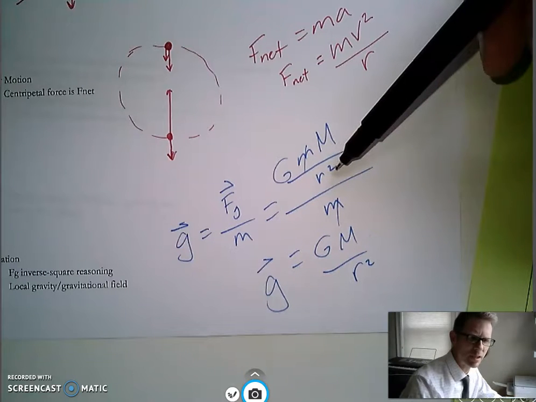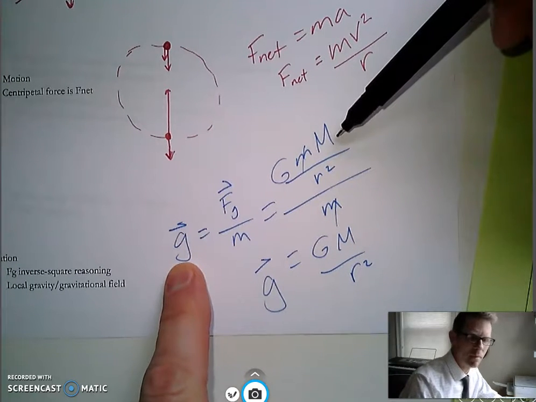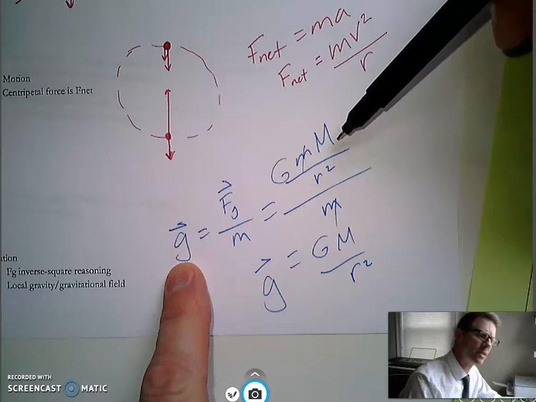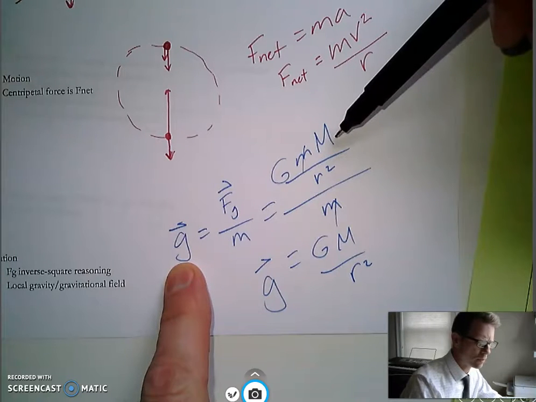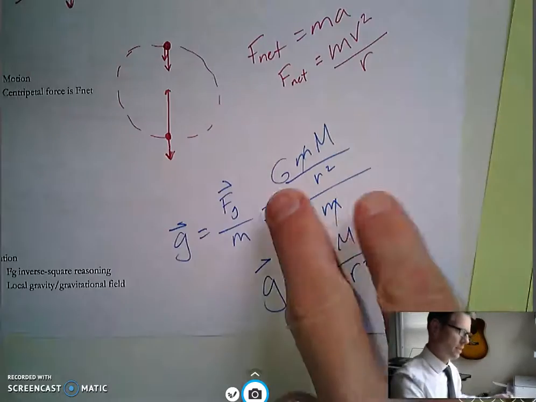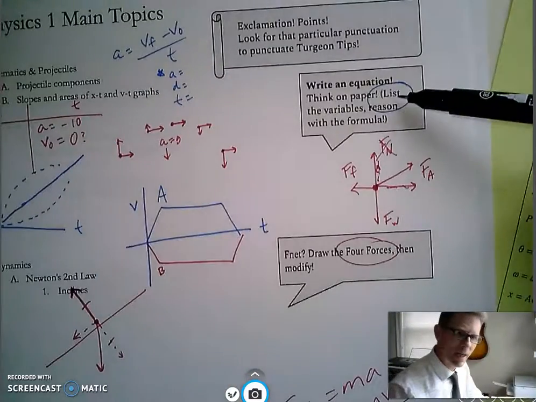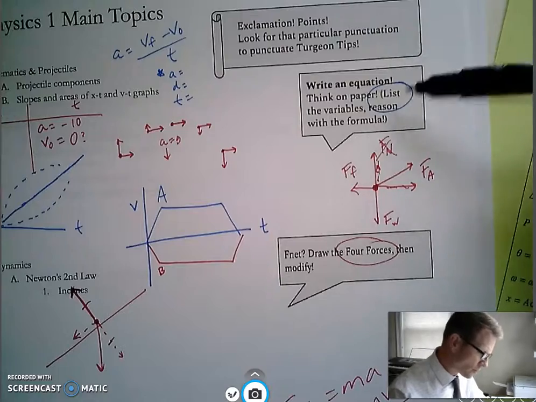Well, if I triple the radius, I divide the gravitational field by 9, and then I doubled the mass. So now that means that the gravitational field is going to change by a factor of 2/9. Okay? That's reasoning with equations. Write the equation down and then look at the equation.